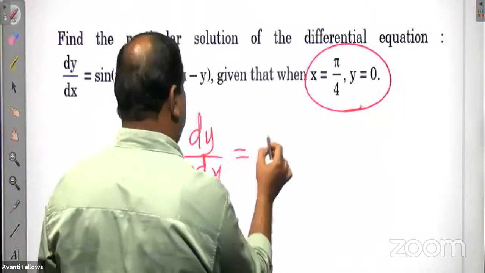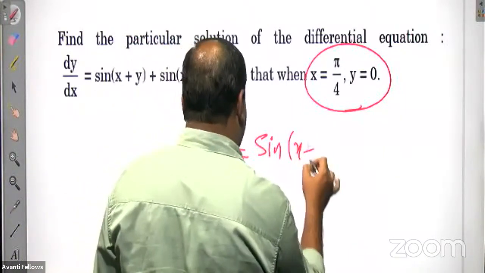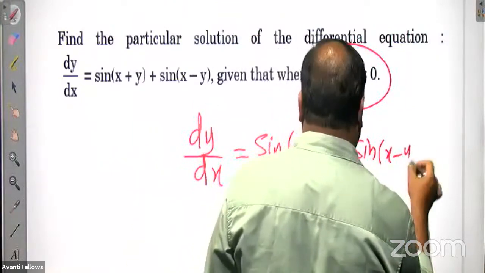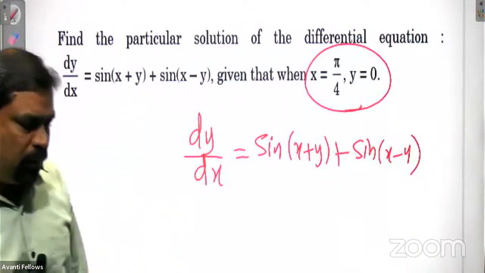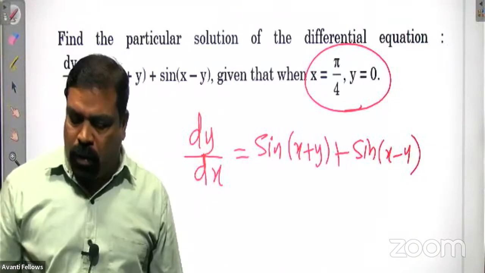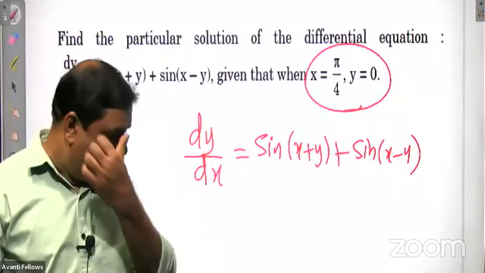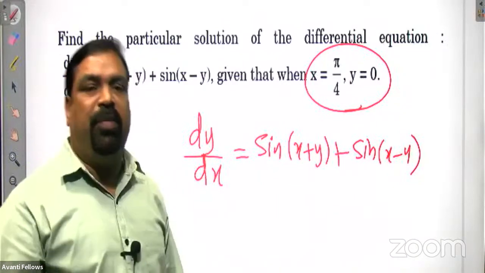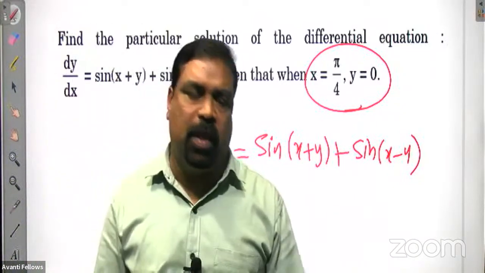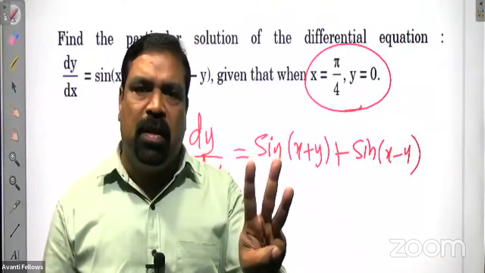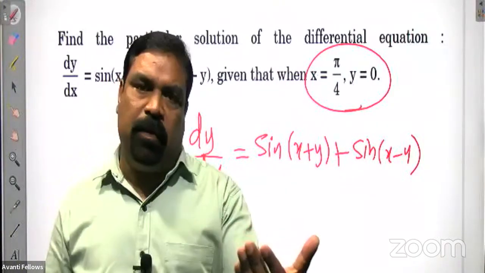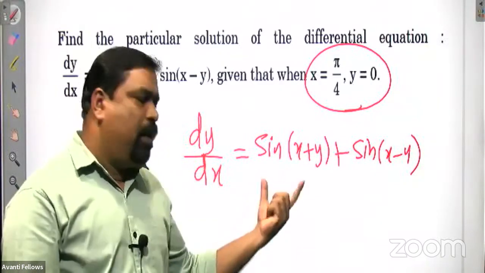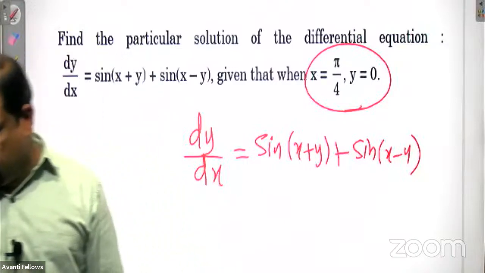So dy by dx equal to sin of x plus y plus sin of x minus y. Then you tell me, which type of differential equation is this one? There are three types of differential equations. So this belongs to which category? How to do this one? If anybody is having any idea, immediately put it in the chat box.